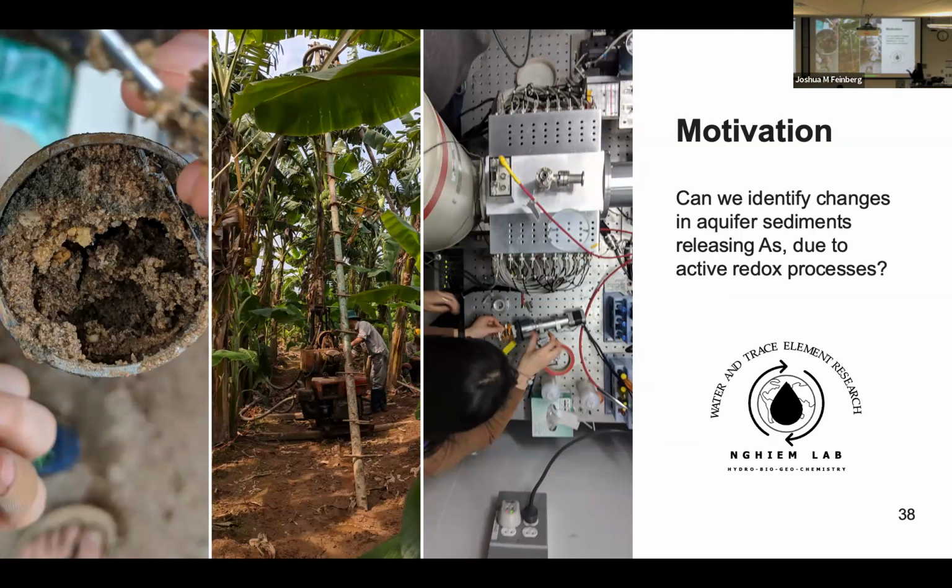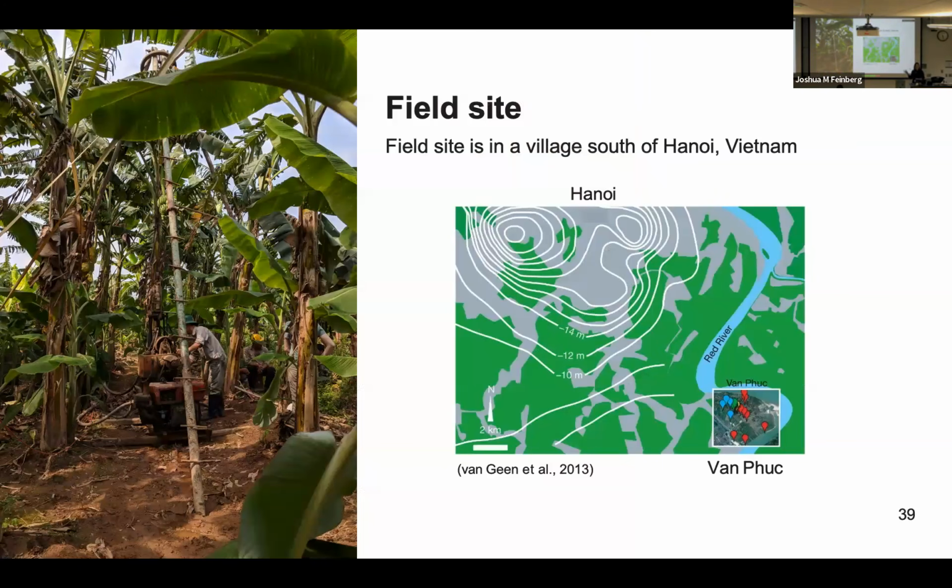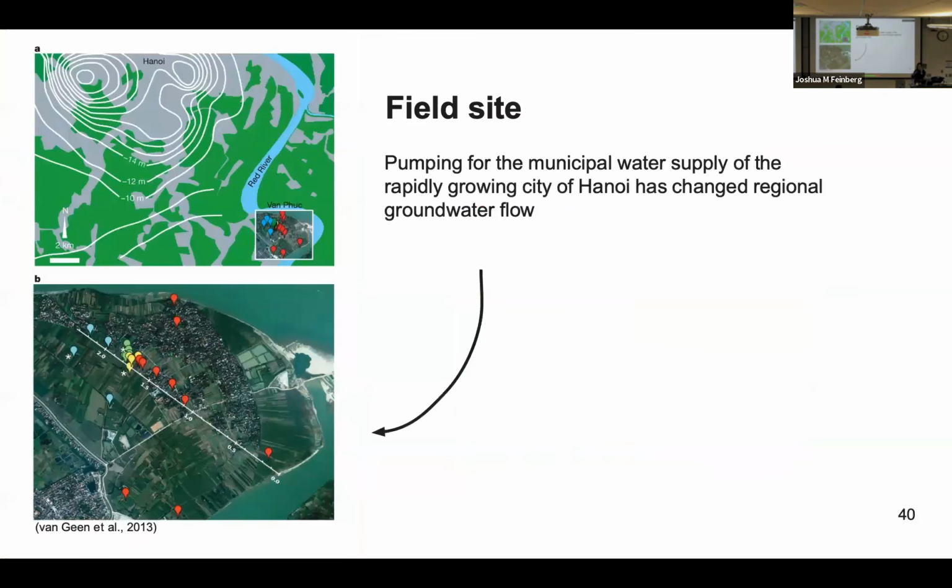So for this story, I'll take you over to Vietnam. And this field site is in a village just south of Hanoi, Vietnam. So Hanoi is up there, and here's the little satellite image of our village in the corner. Something really interesting about this village, now we're gonna get into hydrology a little bit, is that the city of Hanoi has been rapidly growing, experiencing a lot of population growth. So there's been really intense pumping there by the municipal water supply, and this has changed groundwater flow patterns.